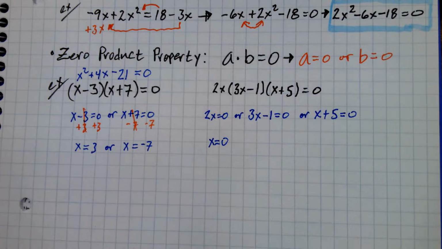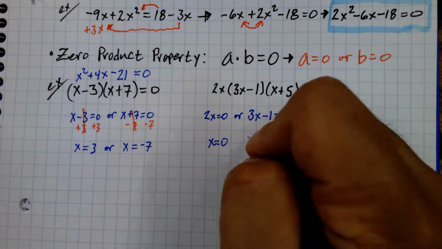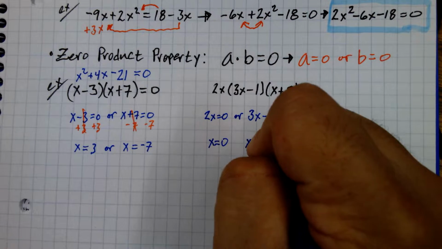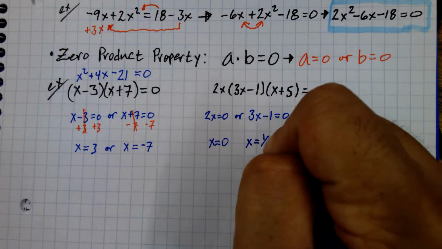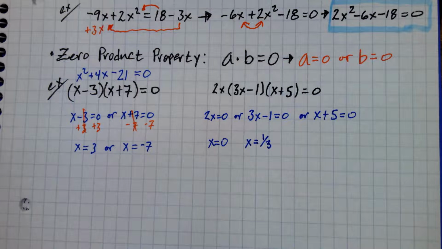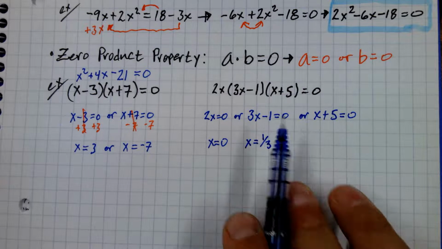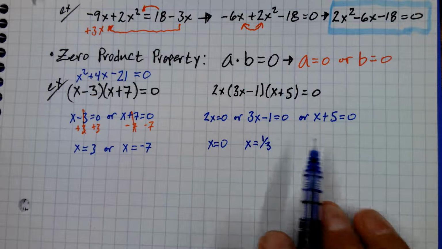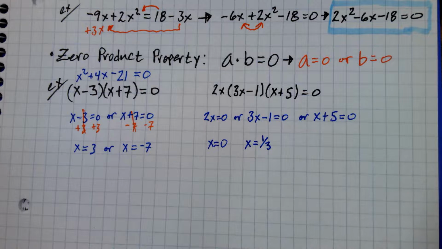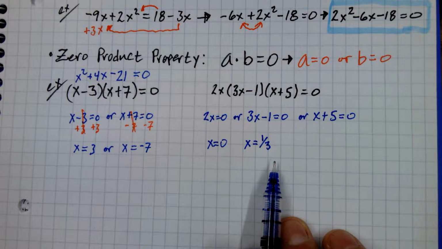Here I would add 1 to both sides and divide by 3. So x equals 1/3. And if you're wondering how you get that, just solve it in your head. Add 1 to both sides. You get 3x equals 1. Then you divide by 3. You end up with x equals 1/3.